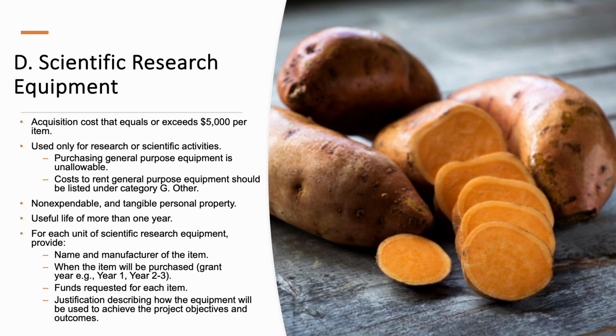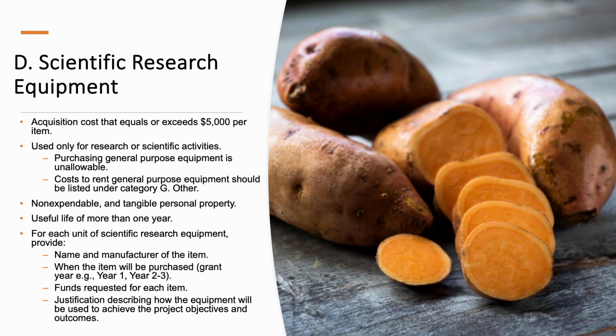Category D is for costs to purchase scientific research equipment required for the project. To be considered scientific research equipment, an item must cost $5,000 or more per item and must be used only for research or scientific activities. Scientific research equipment is non-expendable and tangible personal property with a useful life of more than 1 year. This includes items like specialized microscopes, spectrometers, and other lab equipment.